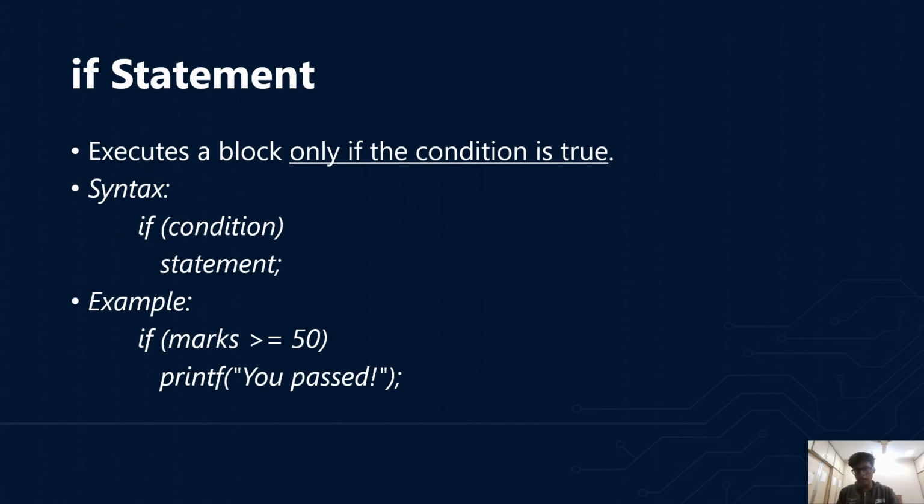In this example, the program checks whether marks is greater than or equal to 50. If it is true, it prints "you passed". If it's false, it simply skips that statement. This type of branching is called a single decision because it has only one possible action.